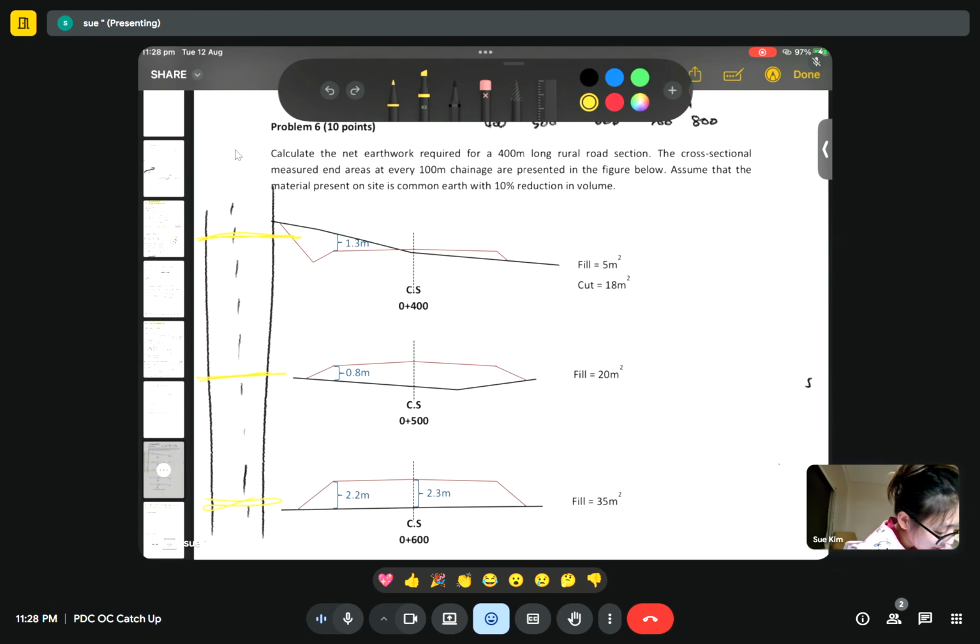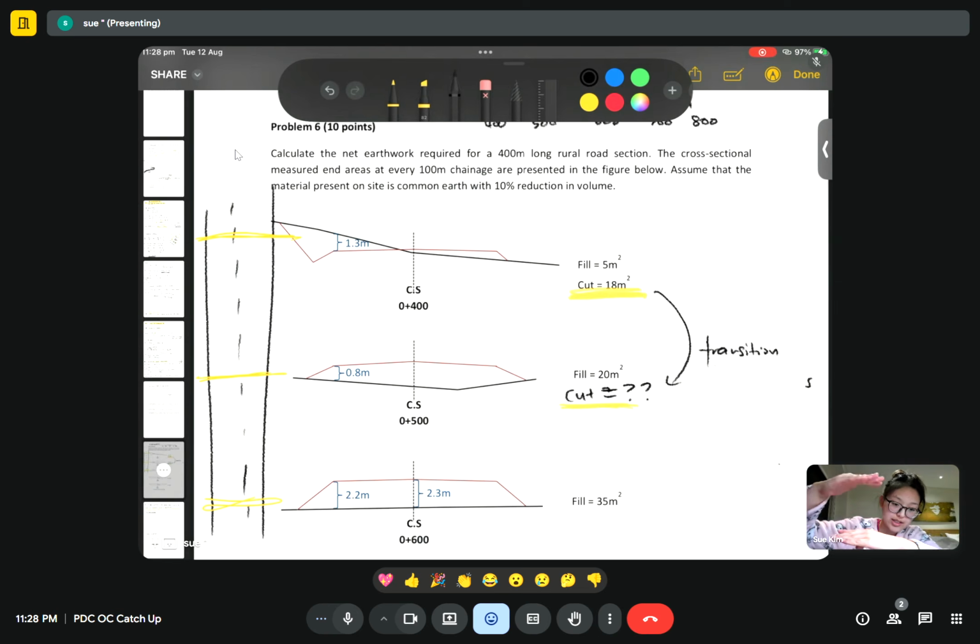So in that case what I mean is this cut here, on the first diagram there's a cut value, but on the second graph there's no cut, right? So there was a transition, meaning it's like this. There's a cut volume like this, and then it decreases, and then becomes a fill volume as you go on. And that happened in between these 2 points on the road. So we need to figure out where it stopped being a cut part and then started becoming a fill part.